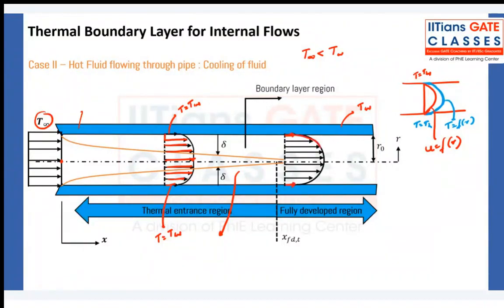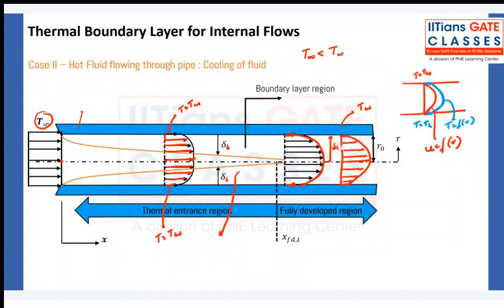Now it will remain the same. Wherever you go further, it is not going to change in the X direction. It will be like this only. So this is your fully developed region after this point. And this is your thermal boundary layer, and here also, this is your thermal boundary layer. Okay, is it okay?